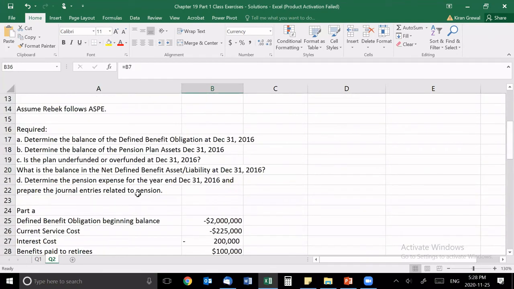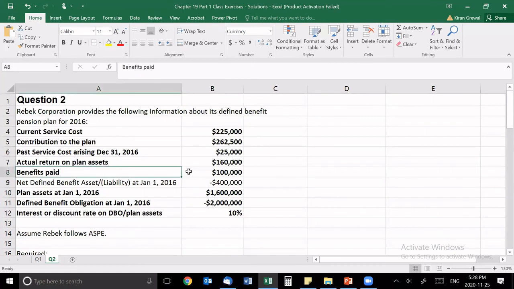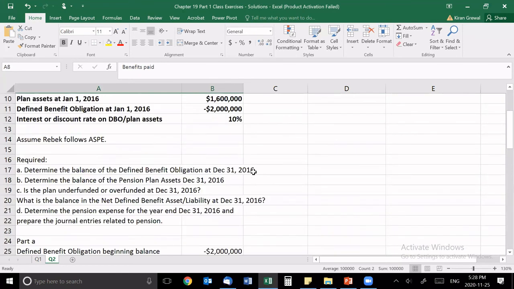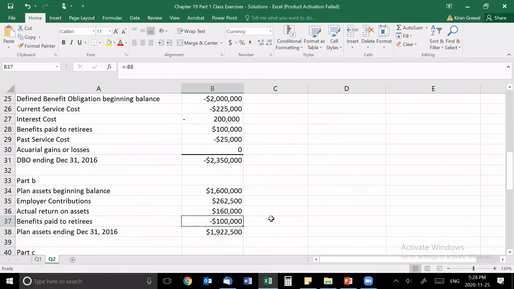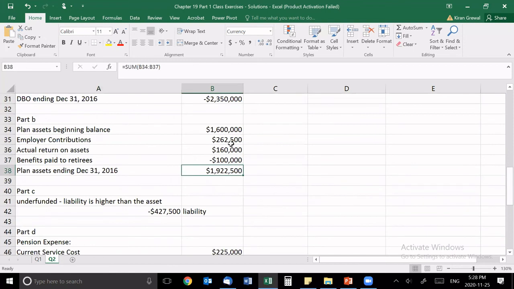And then you're going to subtract your benefits paid. So 100,000 gets deducted from your asset account, and it also gets deducted from your liability account. Okay, so we have that. Then if you add up these three, subtract the 100,000, you get 1,922,500 as your plan assets ending balance.